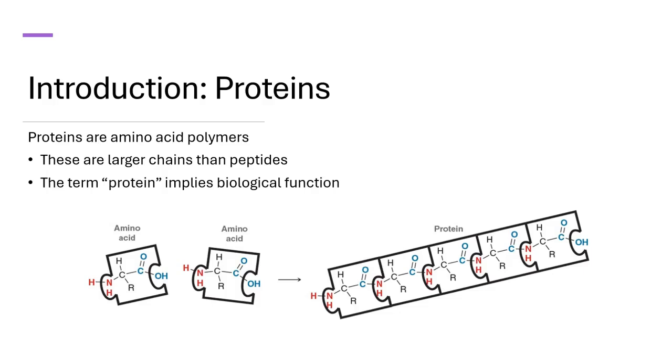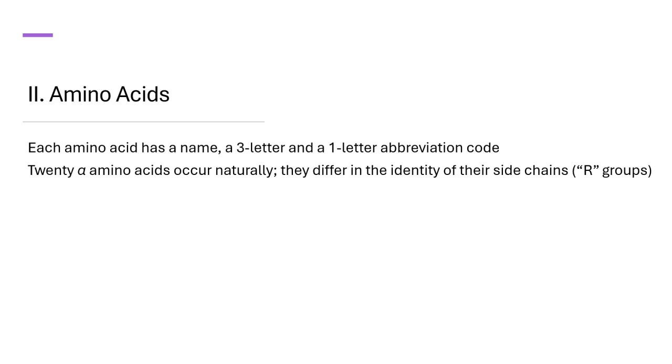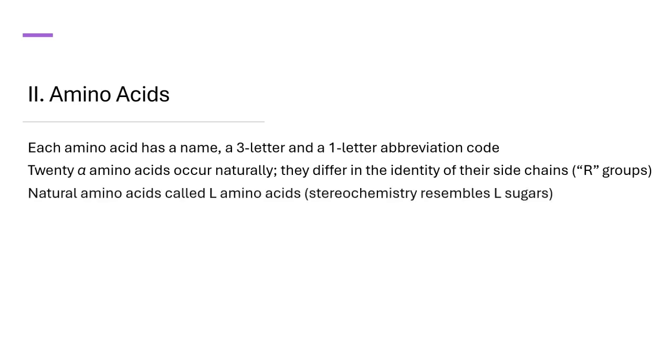2. Amino acids. Each amino acid has a name, a 3-letter and a 1-letter abbreviation code. 20 alpha amino acids occur naturally. They differ in the identity of their side chains or their R groups. Natural amino acids are called L amino acids. The stereochemistry resembles L sugars.